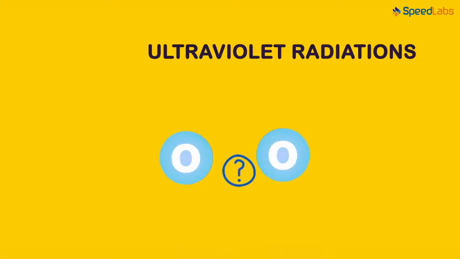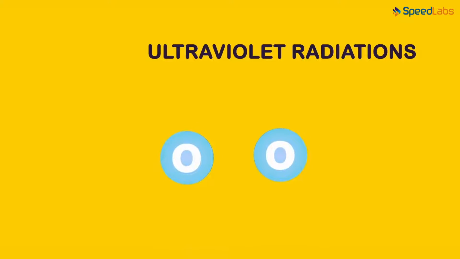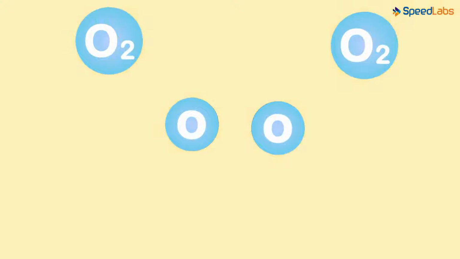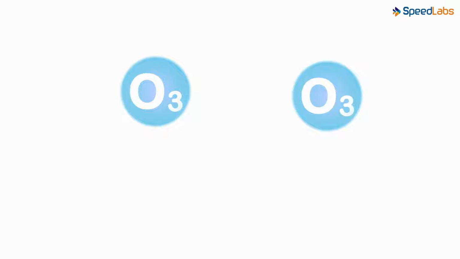Now, how many free oxygen atoms do we have here? 2, isn't it? We have 2 free single oxygen atoms. And in order to be stable, they need to combine with some molecule. So what these free atoms do is that they go on to join the diatomic molecules. And this newly formed molecule will have 3 oxygen atoms. This was a very simple and basic way to understand it.